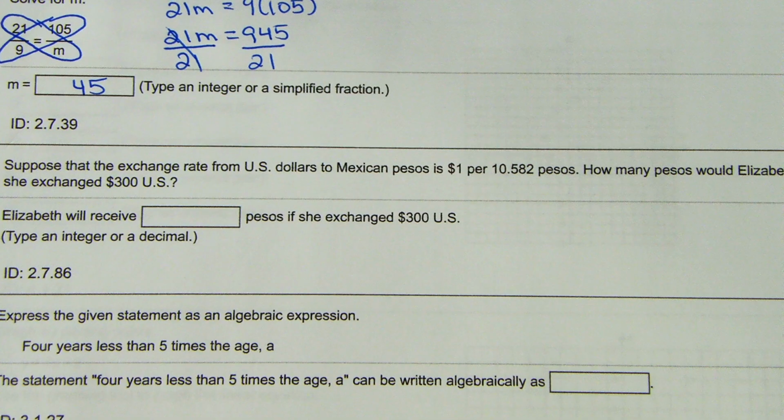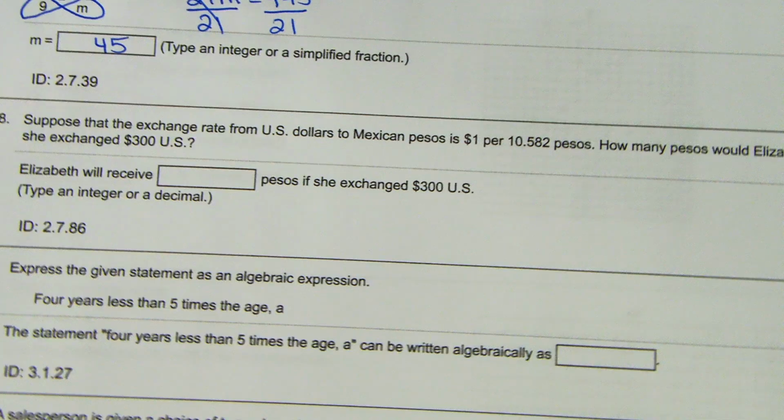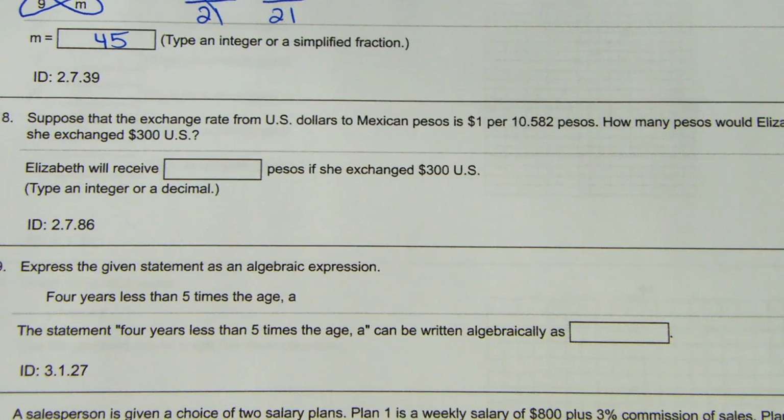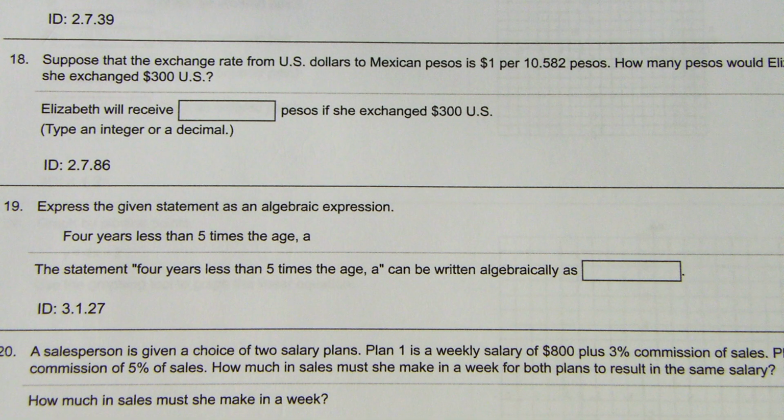So obviously I can't do anything with the 21m because they are already pretty much set, but I can take the 9 times 105, which will give me 945. In order to get m by itself, I would divide by 21, divide by 21, and I find that m is 45.